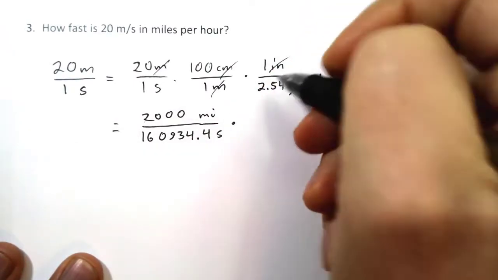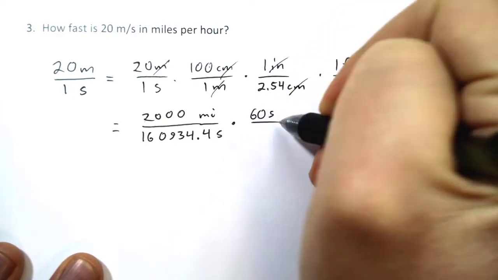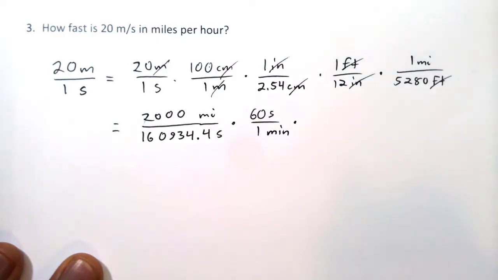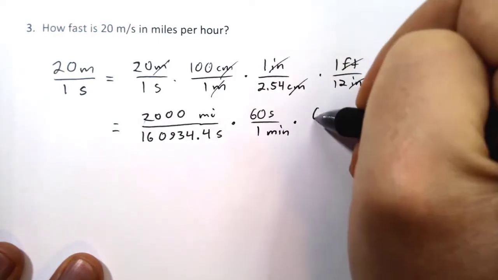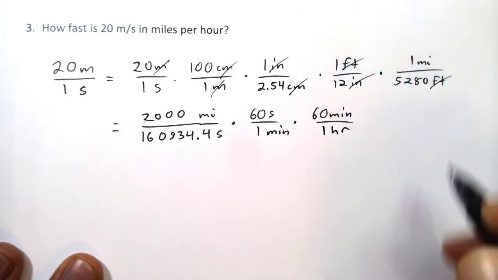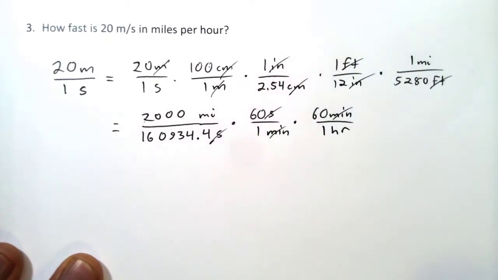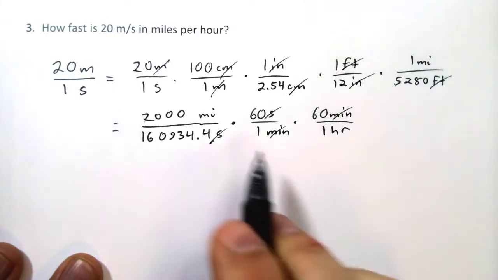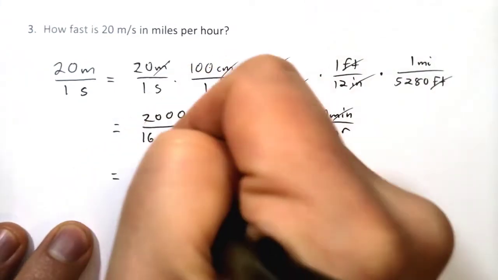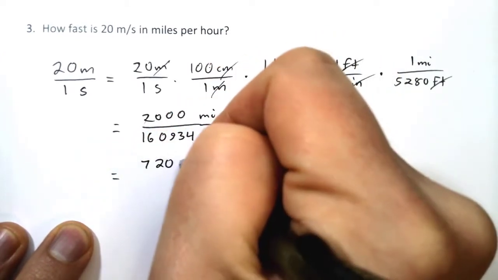All right, so I want seconds to cancel, so I know that I need that in the numerator. I know there are 60 seconds in 1 minute, and I know there are 60 minutes in 1 hour. Notice that seconds cancel here, minutes cancel here. So I've got 2,000 times 60 times 60. And that is 7,200,000.